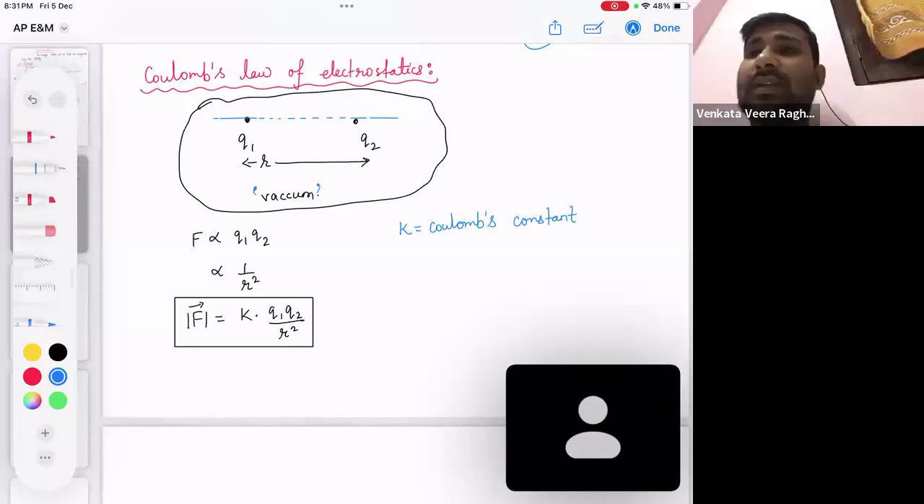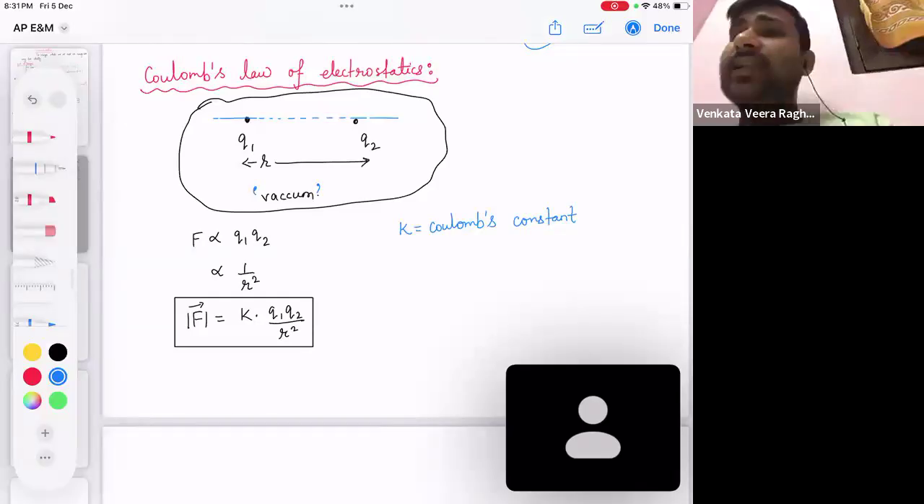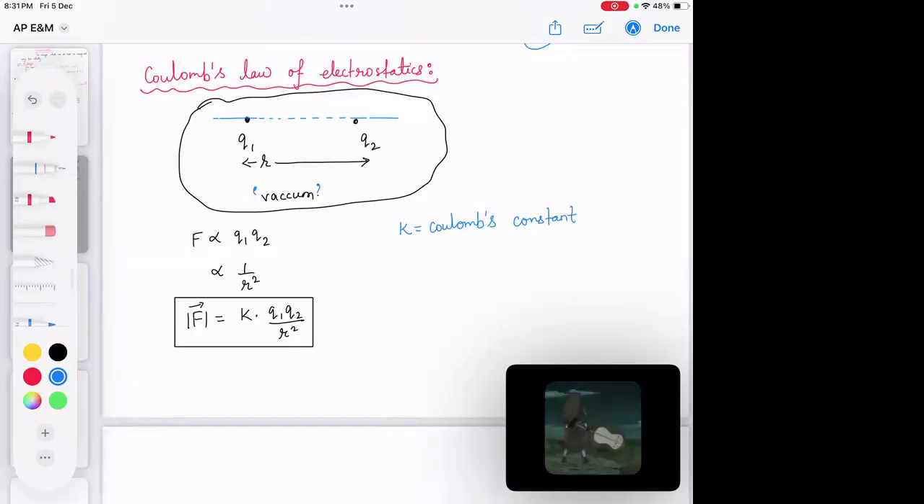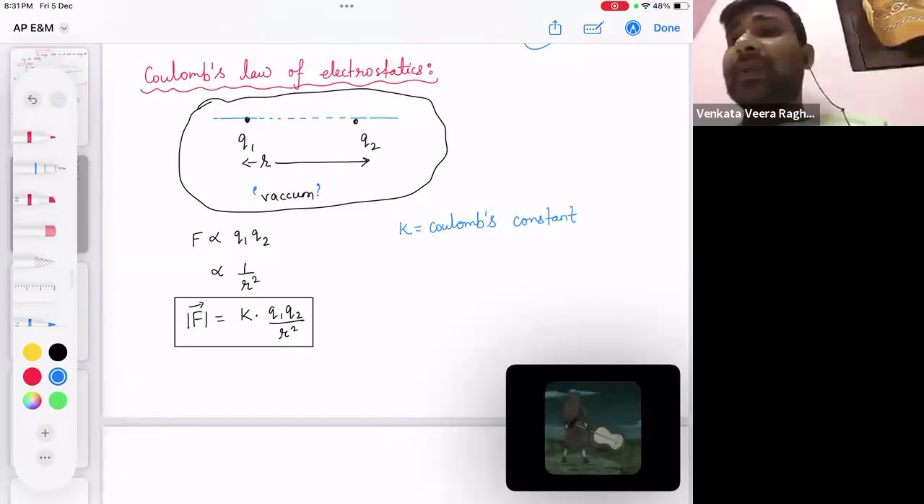If you know the answer, medium dependent, very good. If you don't know the answer, it may be incorrect, but then you will learn it, isn't it? And that's what the class is for, na? So that you will learn and do better, isn't it?